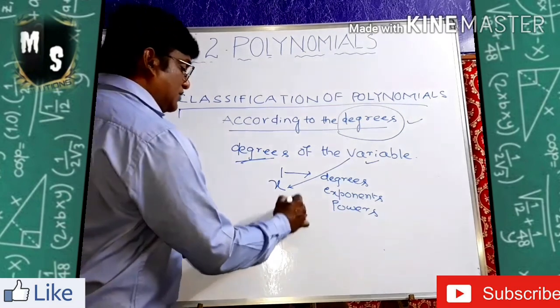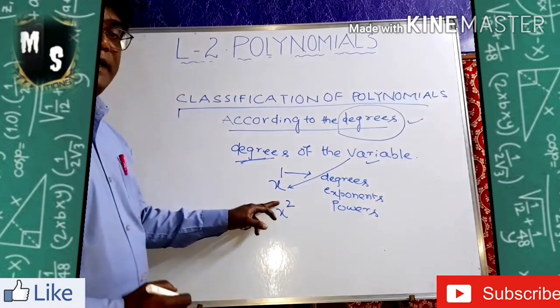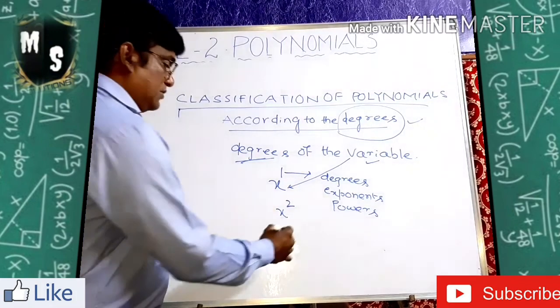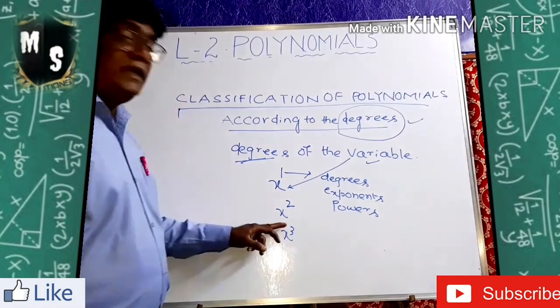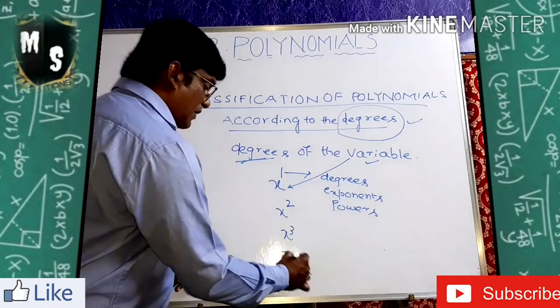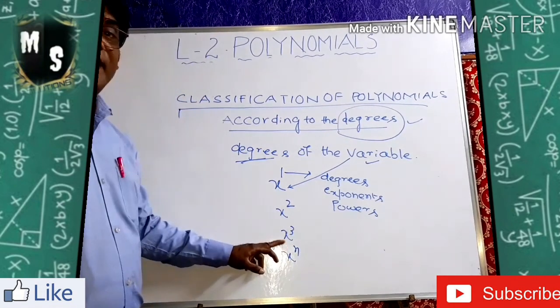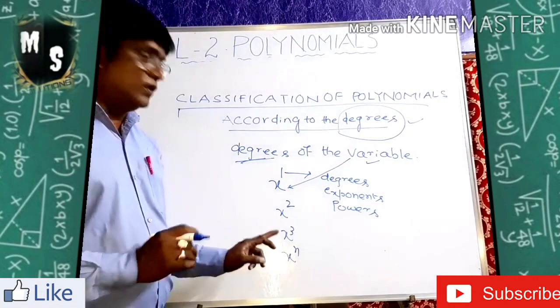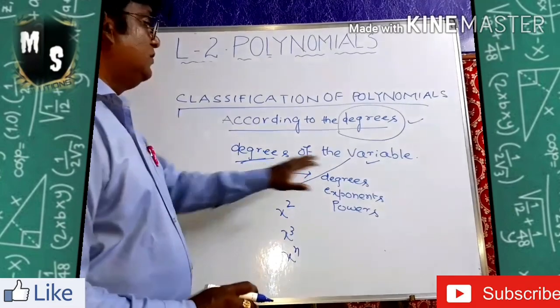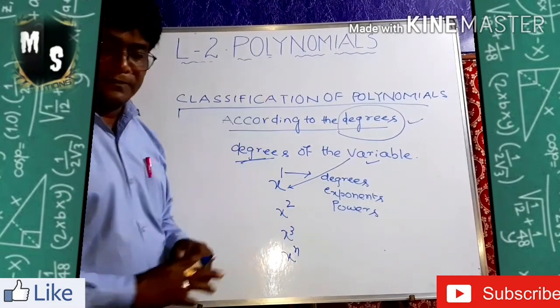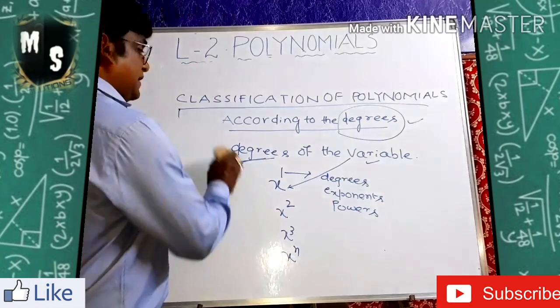Similarly, when I say x to the power 2, it is a degree 2 variable. When I say x to the power 3, it is a degree 3 variable. When I say x to the power n, then it is a degree n variable. Okay. Now you understood what is degree and what are variables. Now come to the classification.